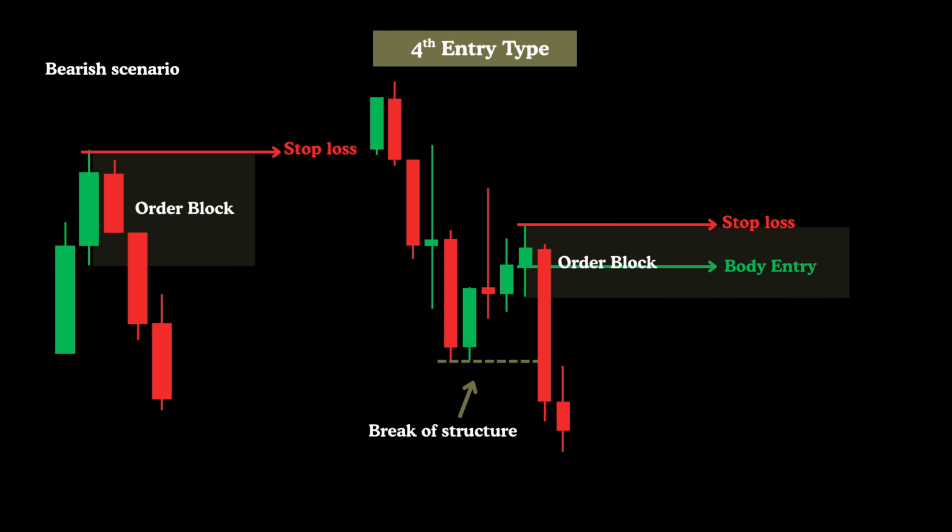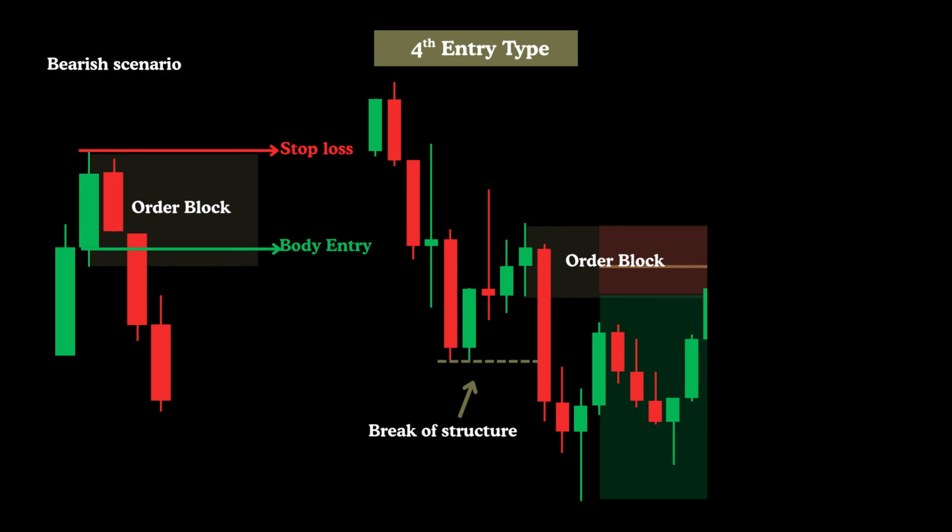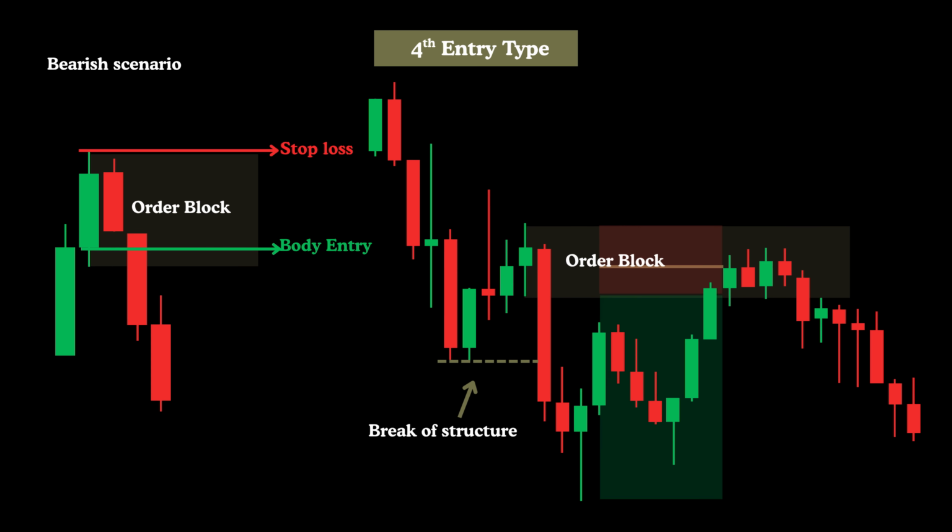4. Aggressive body entry. This method places the entry at the body of the order block but positions the stop loss within the block zone, just touching the highest wick. This approach offers the tightest stop loss but carries increased risk, as any deep mitigation of the block may trigger the stop loss before reversal.